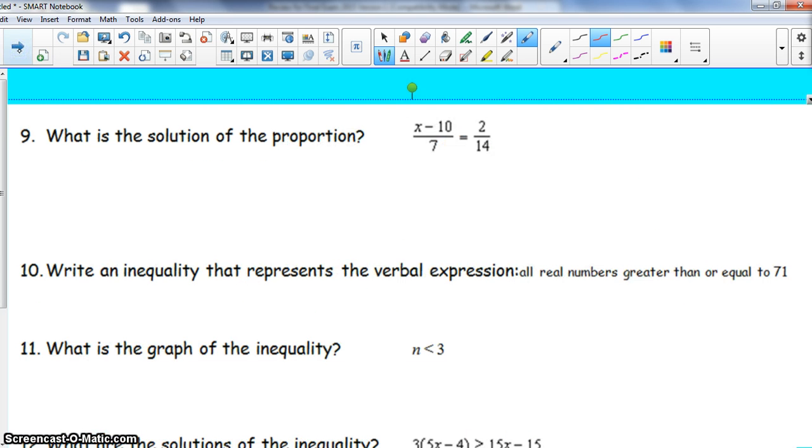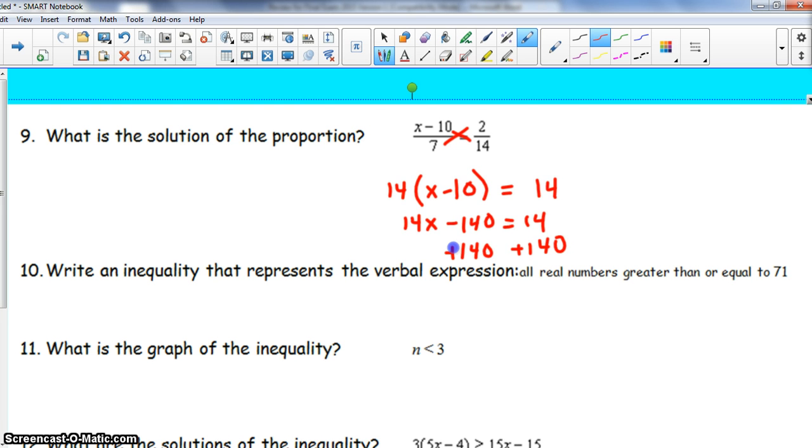Number 9, what is the solution to the proportion? Well, we're going to cross multiply, so I have to multiply 14 times everything diagonal from it, x minus 10, equals, and then I multiply 7 times 2 and get 14. Then I distribute 14x minus 140 equals 14. Get the x by itself by adding 140. I'm left with 14x equals 154. Divide by 14, and I get x to equal 11.